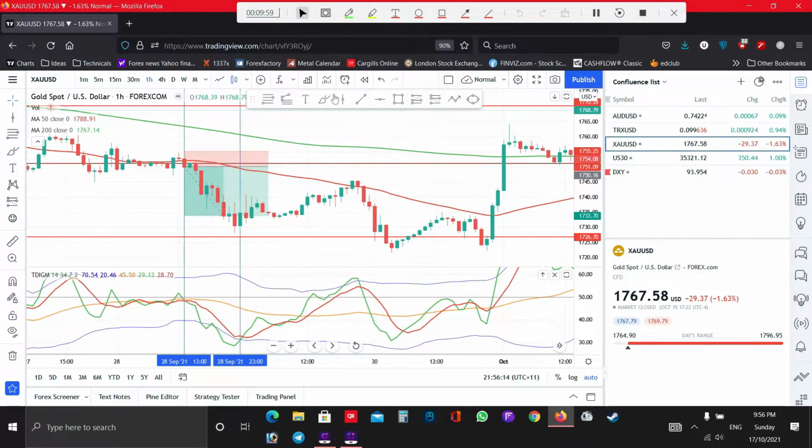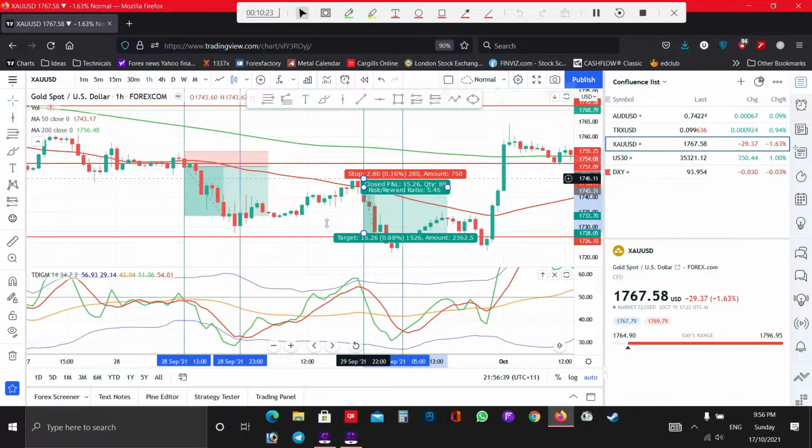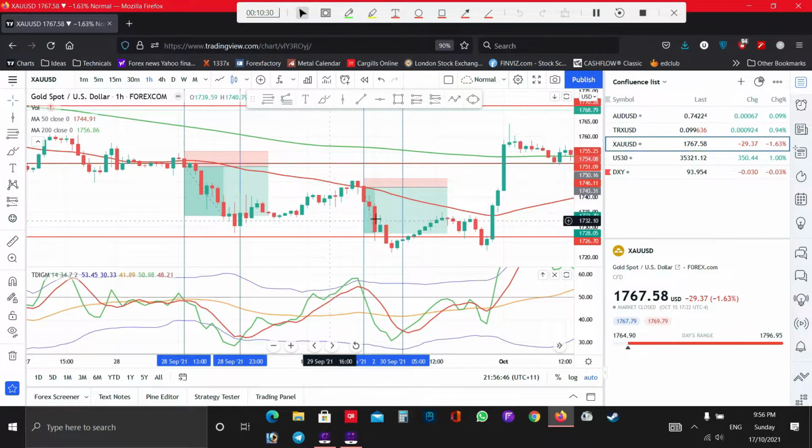See, it's a downtrend here. I see the price crossed after this line, and then the price crossed back again after this line. So I would go for another sell. I would sell here, and then the price would go until this level and there. So the risk reward was 1:5. So it's 5 times profit than your risk.